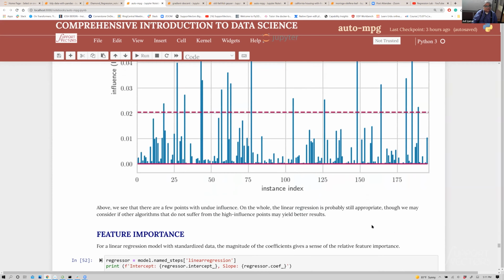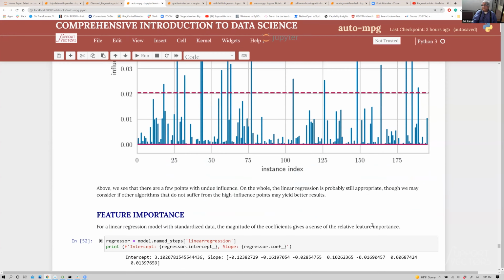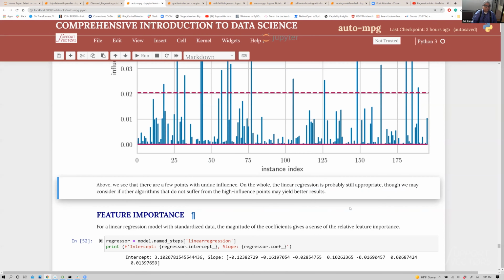Still, you do get the impression that maybe instead of using linear regression, we can try more sophisticated models which are immune to points of high leverage, right?